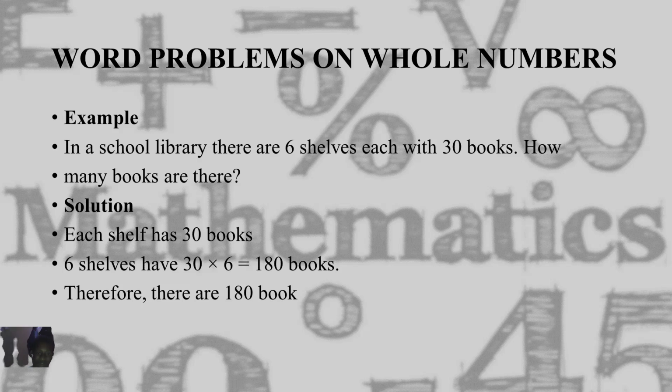Each shelf has 30 books, and there are 6 shelves. So how many books will be there? It means it will be 30 times 6, to get the total number of books present. So 30 times 6 is 180. Therefore, there are 180 books on the shelves.